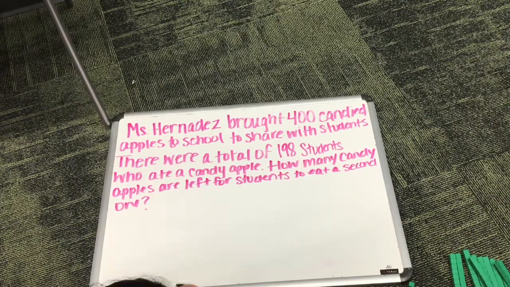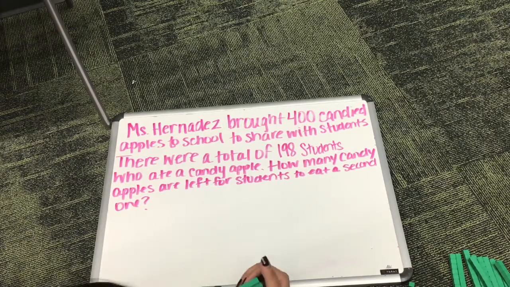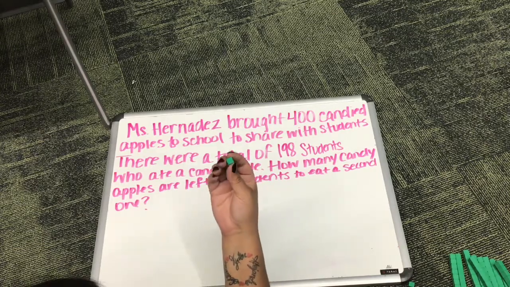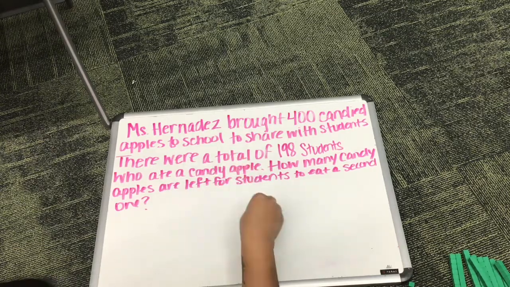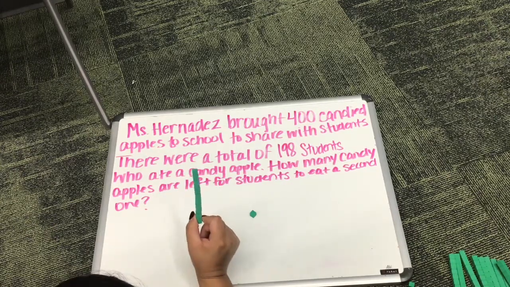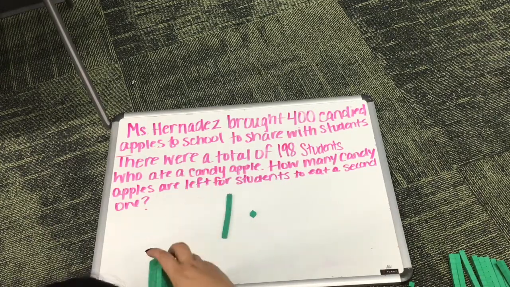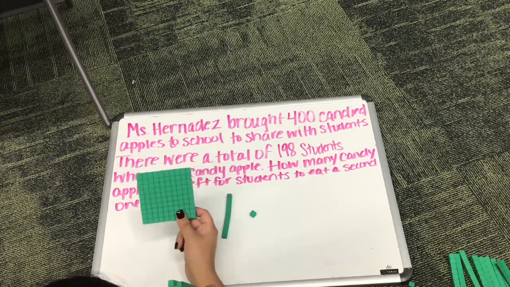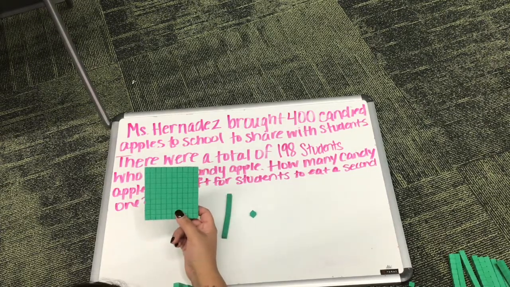So in this model, I'm going to introduce to you our base 10 blocks. The smallest unit in the base 10 blocks is called a unit, and it equals 1. The next one we have is a rod. This rod equals 10 units. And we have our flat, which equals 10 rods, which is a total of 100 units.